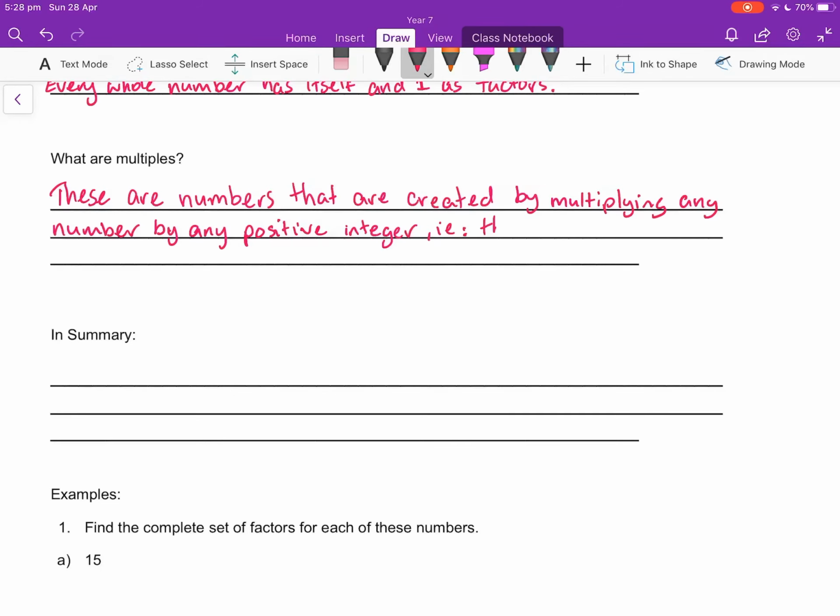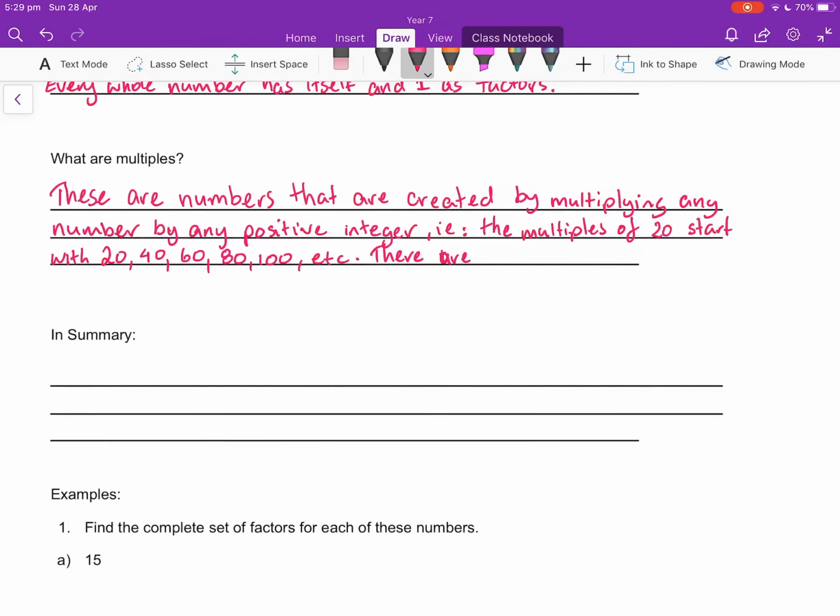I.e. the multiples of 20, because that's what we used before. The multiples of 20 start with 20. Yeah, it's its own multiple because you times it by 1 and get 20. If you times it by 2, you're going to get 40. Times it by 3, you get 60, and so on and so on.